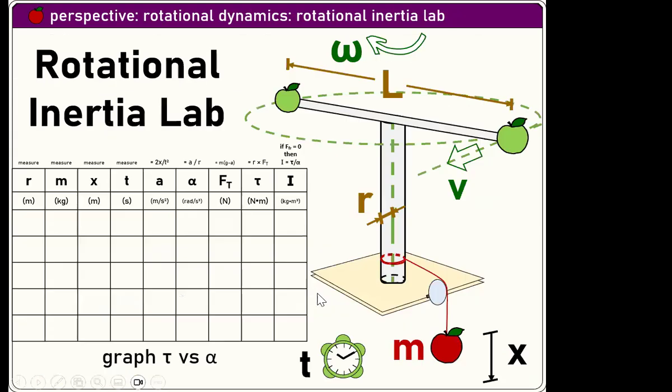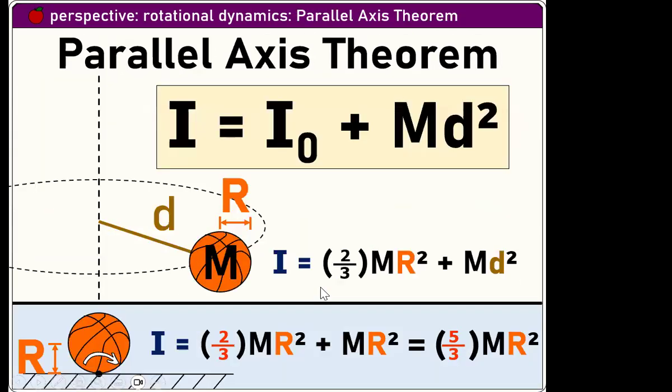So you have to have a defined axis. Let me flip a few, because here, if this basketball was rolling across the floor, you guys remember it's not actually rotating about its center of mass.